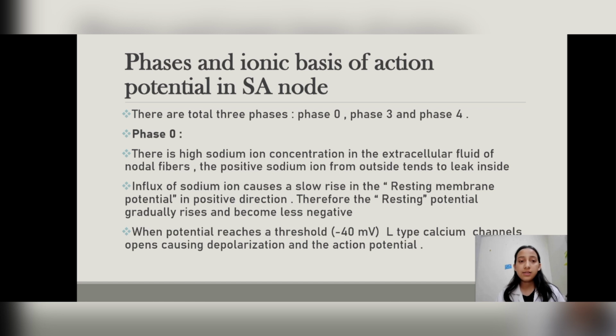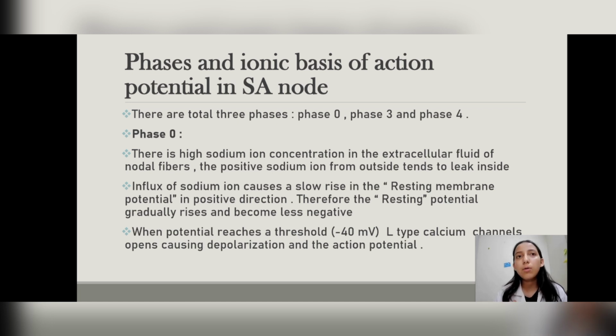Now the next are phases and ionic bases of action potential in SA node. There are total three phases: phase 0, phase 3, and phase 4. So firstly, we will talk about phase 0. There is high sodium ion concentration in extracellular fluid of nodal fiber. The positive sodium ion from outside tends to leak inside.